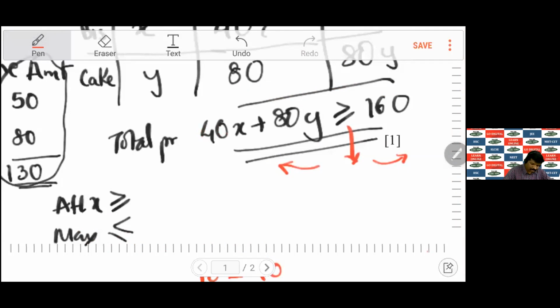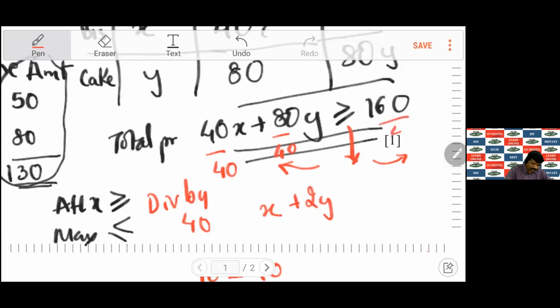Can you divide it by 40? See, divide by 40. I'm writing all the divisions in red. 40 divided by 40 becomes x. 80 divided by 40 becomes 2. 160 divided by 40 becomes 4.